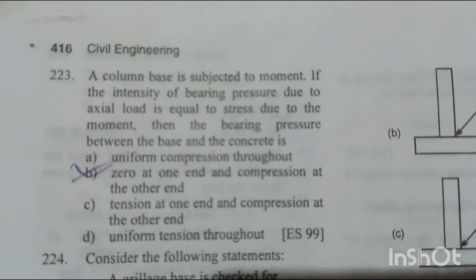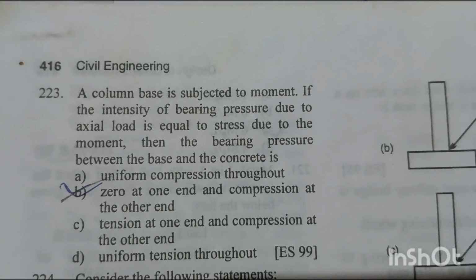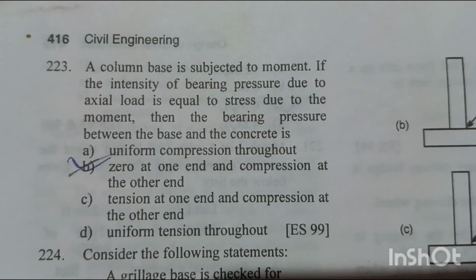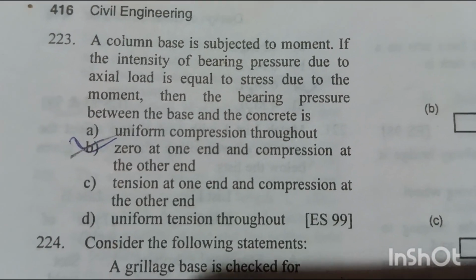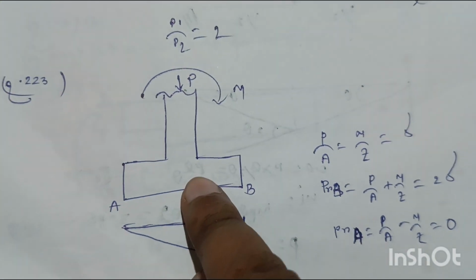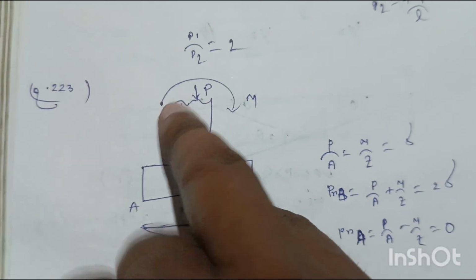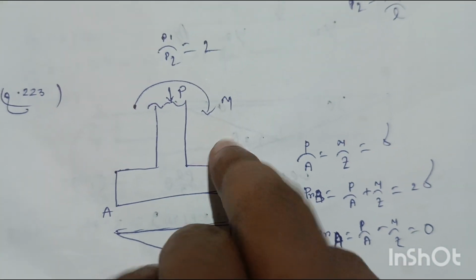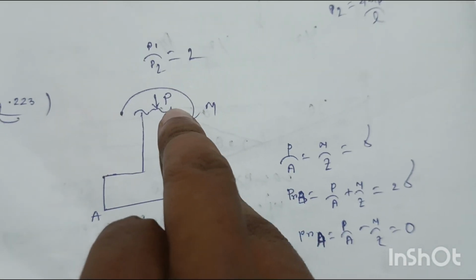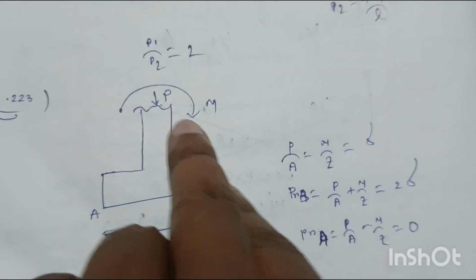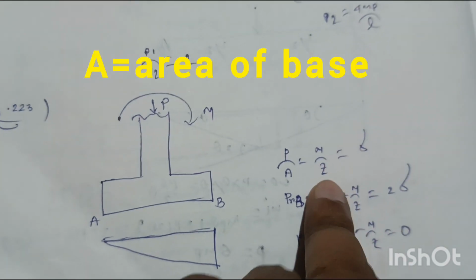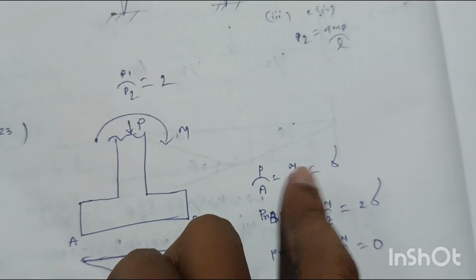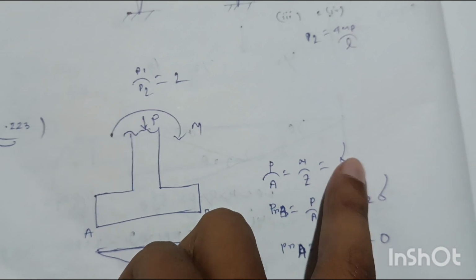Question number 223. A column base is subjected to a moment. If the intensity of bearing pressure due to the axial load is equal to the stress due to the moment, then the bearing pressure between the base and the concrete is. Suppose this is the column and this is the column base. If the column is subjected to an axial load P and the bending moment M, the axial stress will be P by A and the bending stress will be M by Z. Z is the section modulus of the base section. So both stresses are equal to each other, so we can say P by A equal to M by Z equal to sigma.